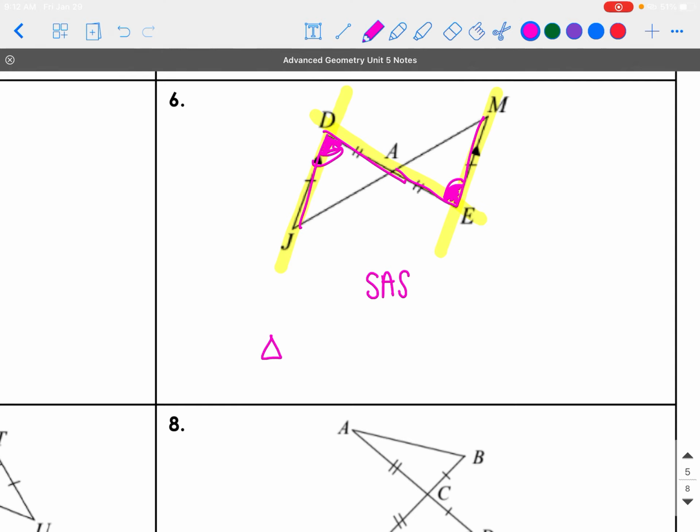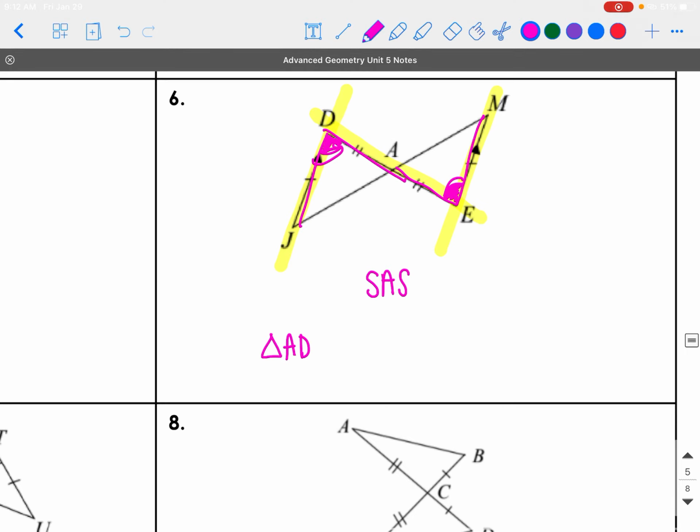But triangle ADJ is congruent to triangle AEM.